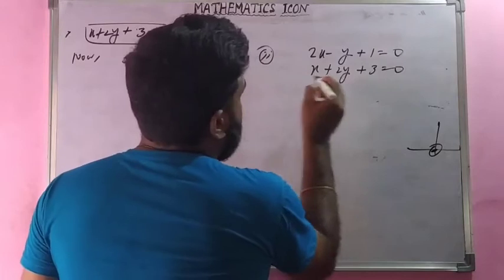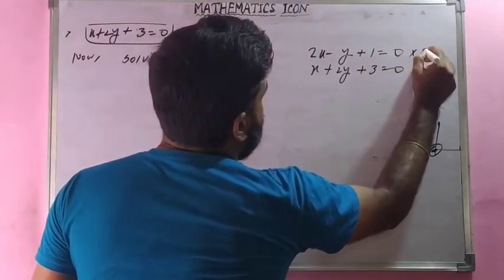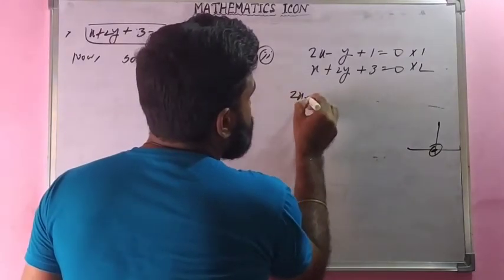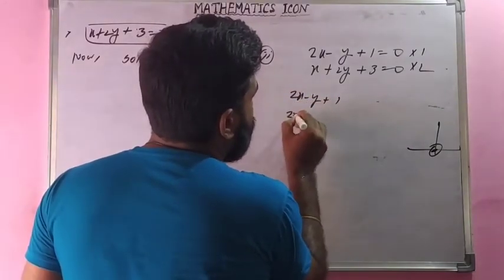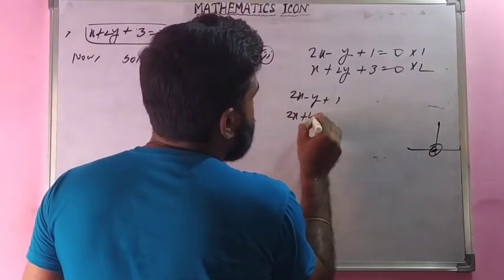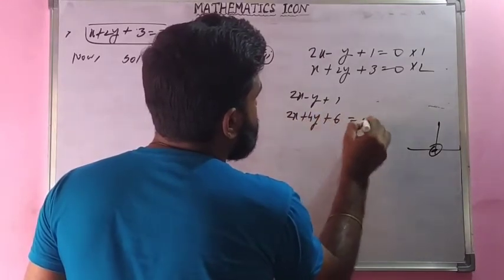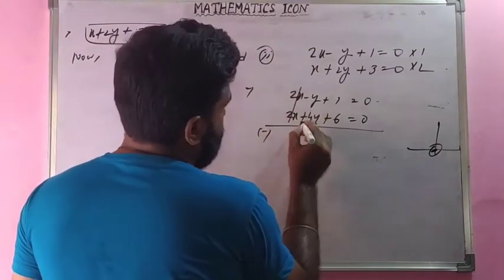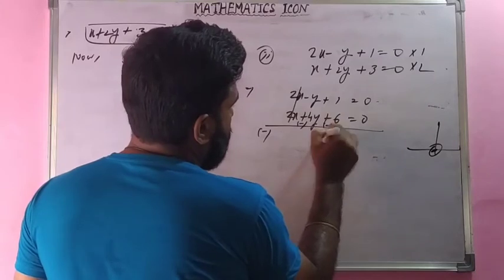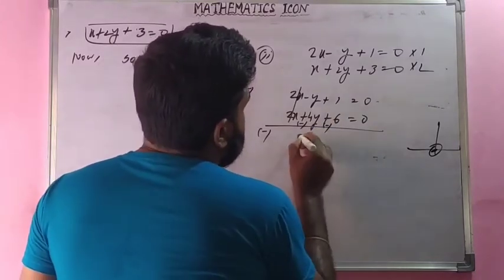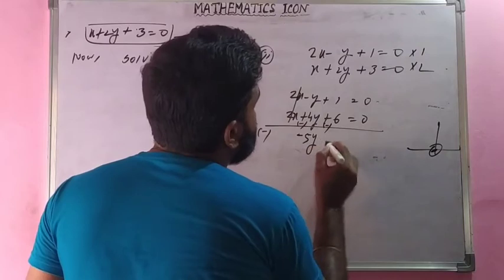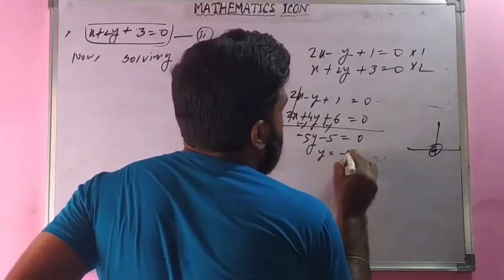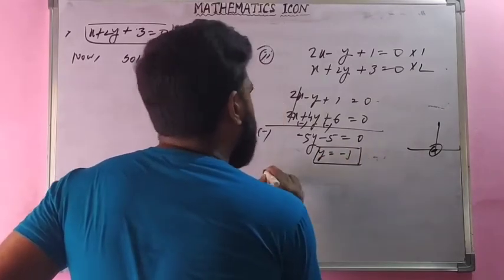So that means multiplying equation 1 by 2 and subtracting equation 2: twice x minus y plus 1, and twice x plus 4y plus 6 equals 0. Subtracting, that means minus 5y minus 5 equals 0. That means y equals minus 1.